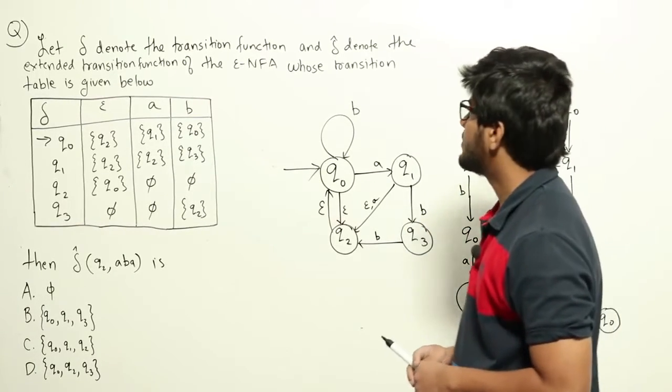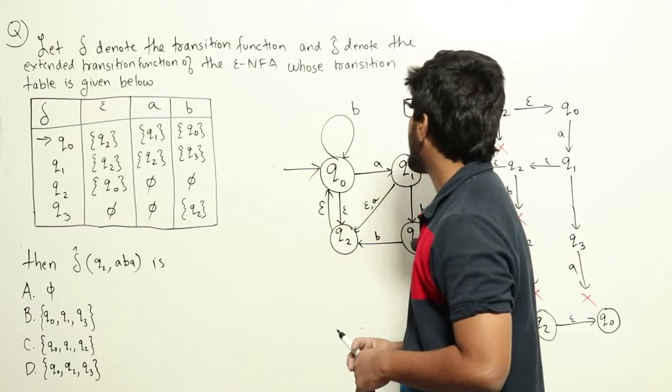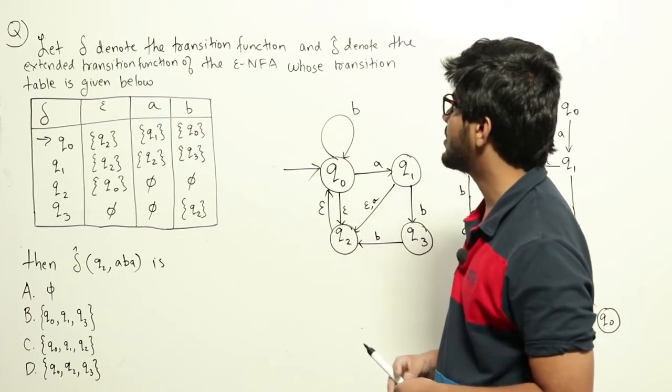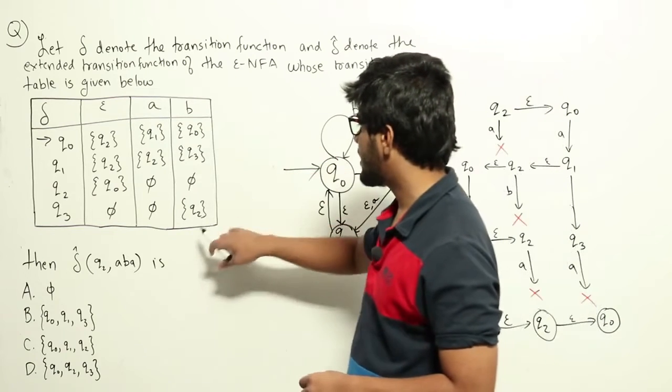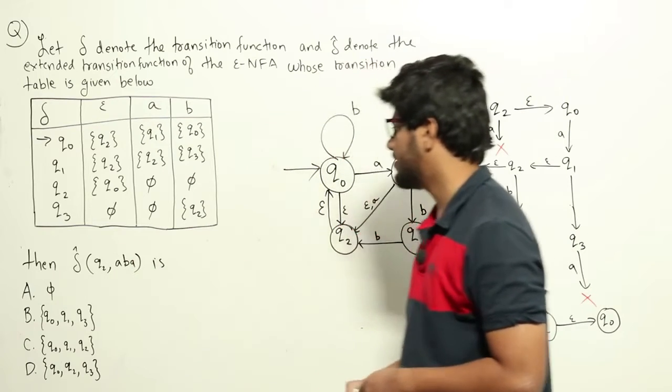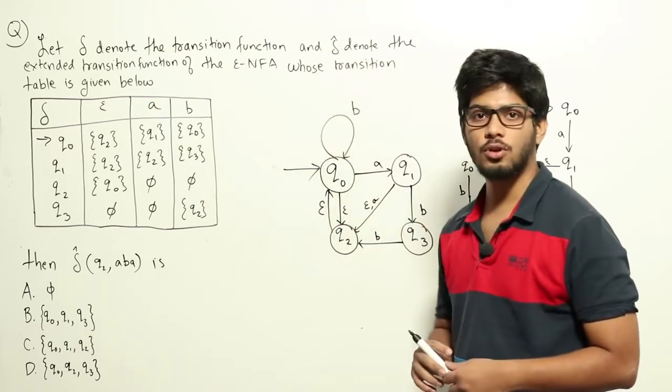Let delta denote the transition function and del cap denote the extended transition function of the epsilon NFA, whose transition table is given below. We have been given this transition table. Then del cap of Q2 ABA is, they have been given the 4 options here.